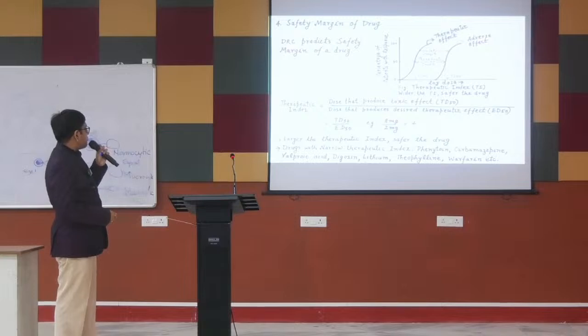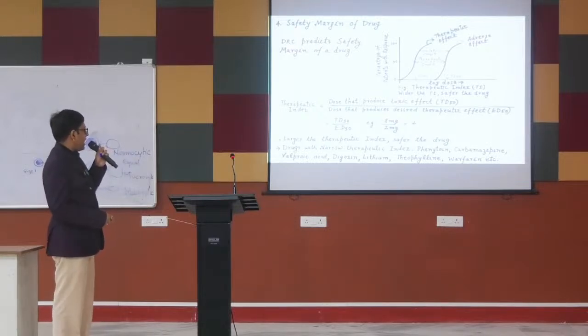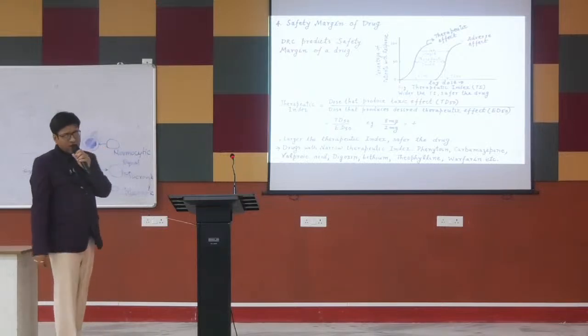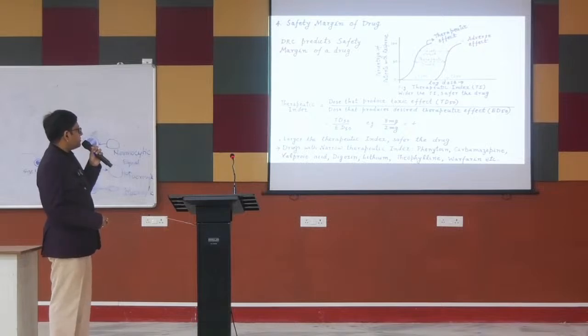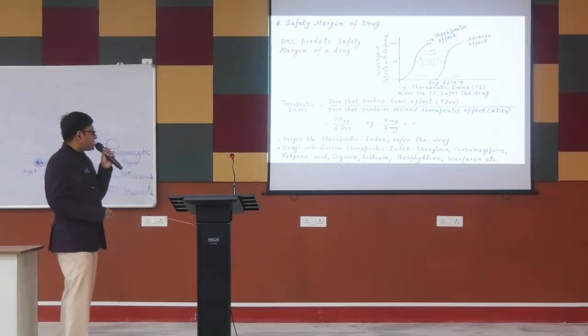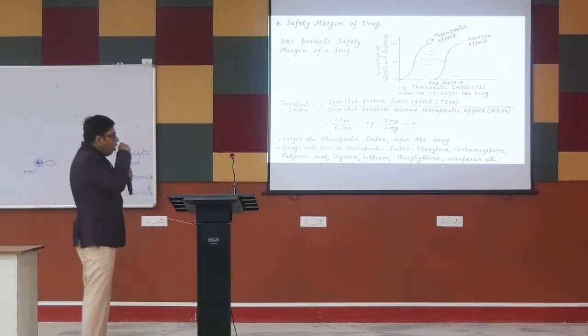And examples of drugs with narrow therapeutic index, this will be asked in the viva. Some drugs with narrow therapeutic index, so some unsafe drugs. They are examples of some unsafe drugs. Phenytoin, carbamazepine, they are all anticonvulsants. Valproic acid, digoxin, lithium, theophylline, warfarin. You have to remember these examples.